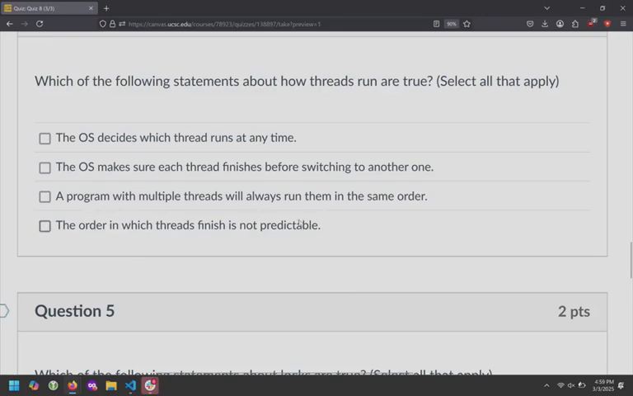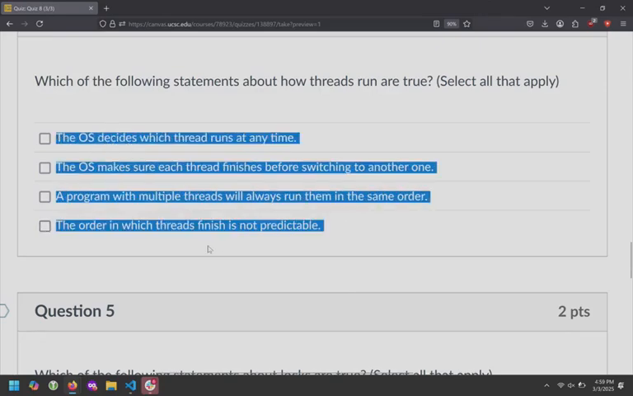Yes. This is kind of a bummer of a question, actually. It was just like the operating system controls everything.